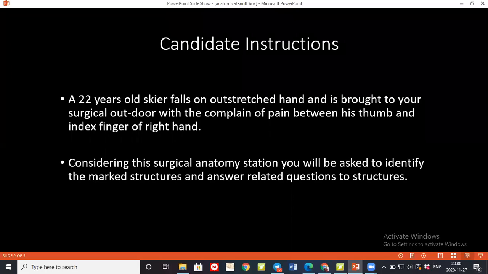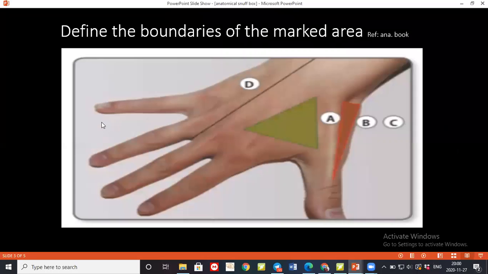Right, so if you have read and understood, kindly tell me which region is this that you're looking at? This green one, ma'am. It is the dorsal aspect of our right hand, and it's indicating the first dorsal interosseous space, ma'am.